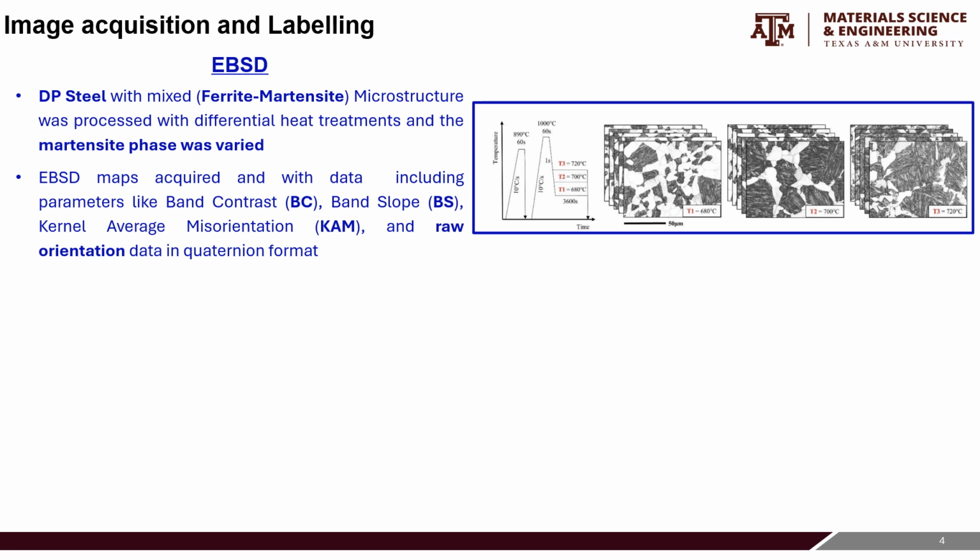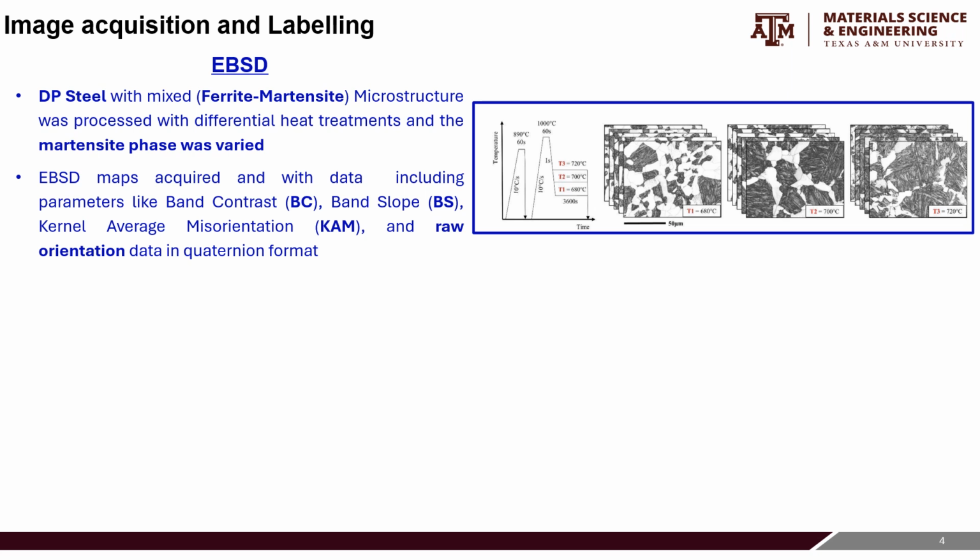Initially, we go into the experimental part, where the dual-phase steel with a mixed ferritic-martensitic microstructure was processed using different heat treatments. The main idea was to conduct 3 different heat treatments to optimize the proportion of the martensite phase. As you can see from the left to the right of this microstructure, the martensite phase is more prevalent than the ferrite. So the phase fraction increases.